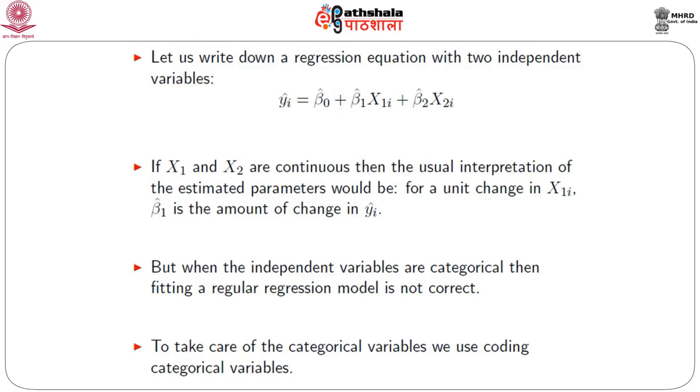yi hat equals beta naught hat plus beta 1 hat times d1i, where d equals 1 if the value of the variable is in the first category. Then the prediction of y is given by beta naught hat plus beta 1 hat times 1, which equals beta naught hat plus beta 1 hat. So, the estimate of the response is nothing but the sum of our estimated slope and intercept parameters. Again, when d equals 0, the value of the prediction of y is given by beta naught hat plus beta 1 hat times 0, which equals beta naught hat, or the estimate of the intercept parameter.